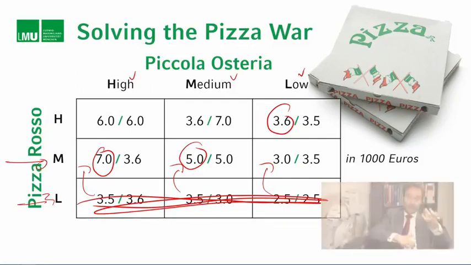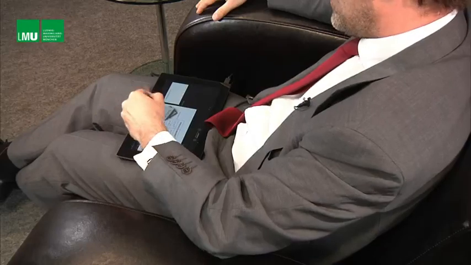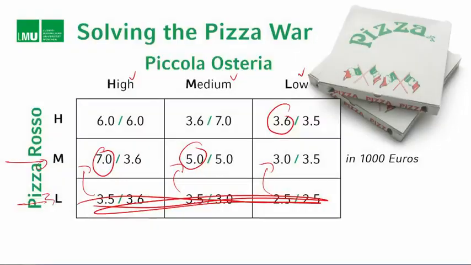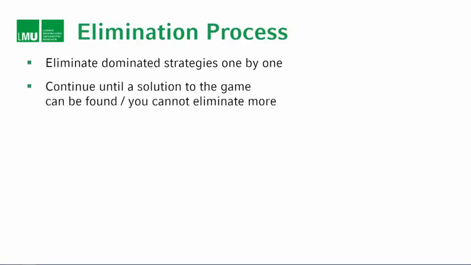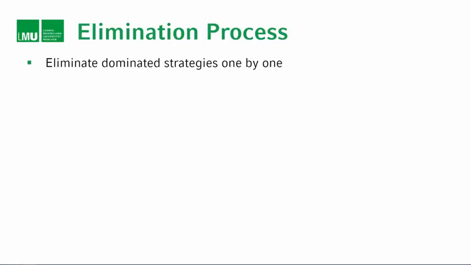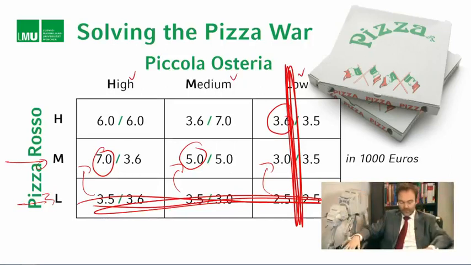We can do it exactly the other way around, and given this is a symmetric problem, we'll find that also for Piccolo Osteria, charging a low price is never going to be a viable strategy. Okay, so we eliminate these dominated strategies. We can eliminate them one by one, and we will continue with that until we can find a solution to the game, or you just can't eliminate more. And let's go back to the game here. Once we've simplified this game, let's now have a look again.